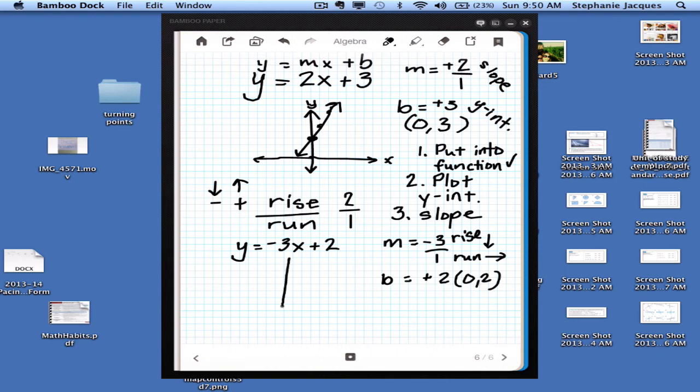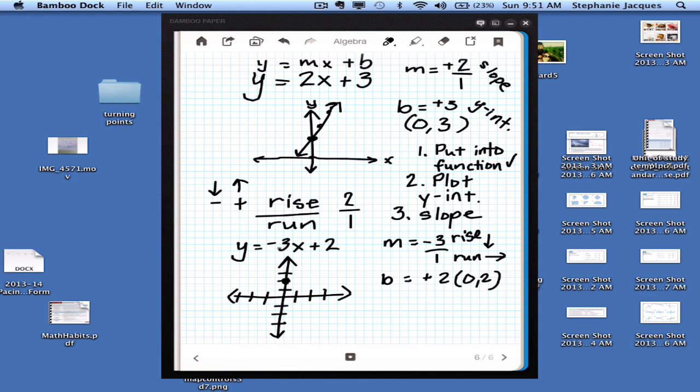So I'm going to plot it. I'm going to put extra lines on here because it's hard to see the grid on the graph paper. So remember, start with your y-intercept. So I'm going to go over 0, up 2, put a dot.